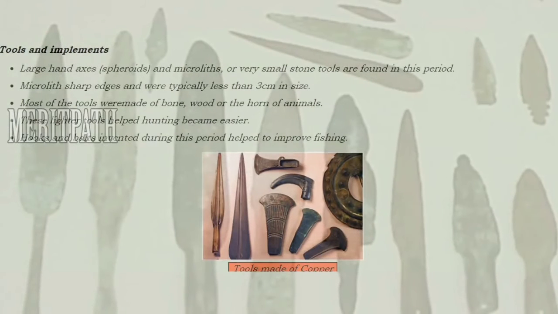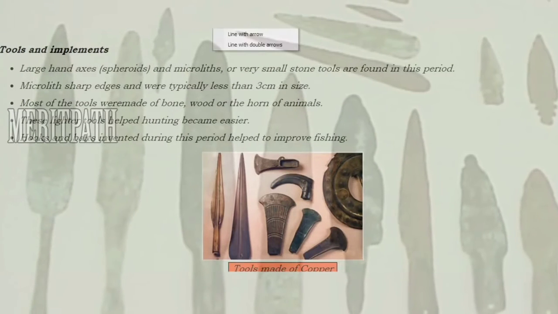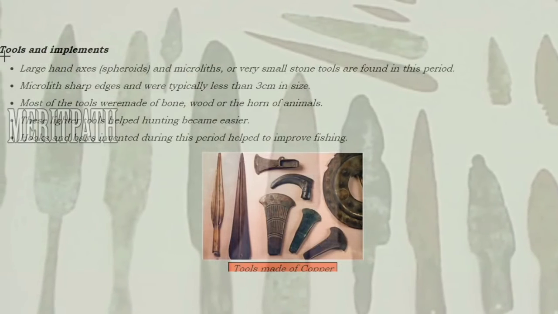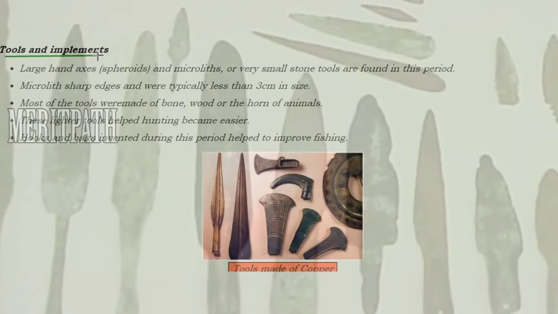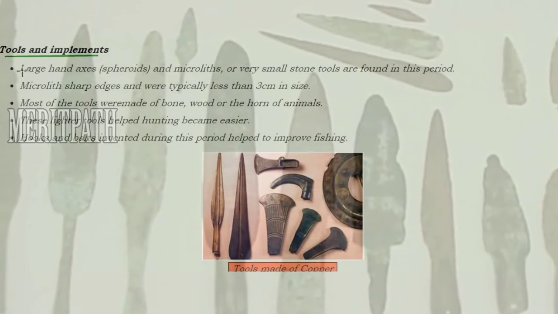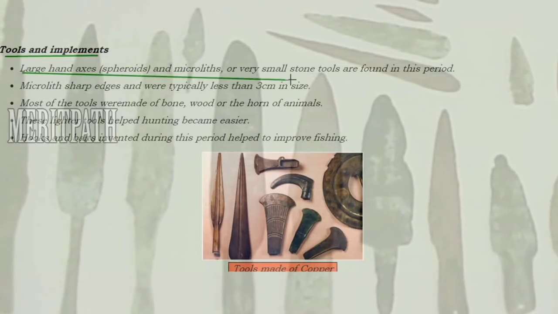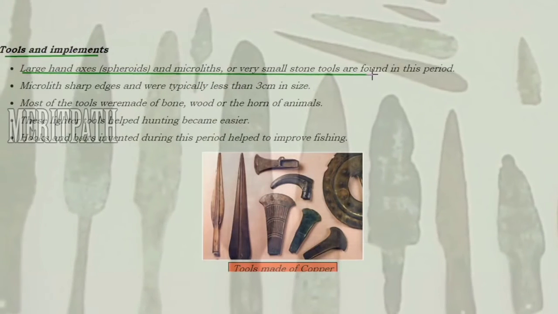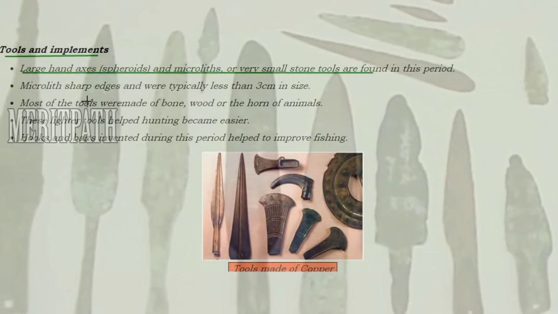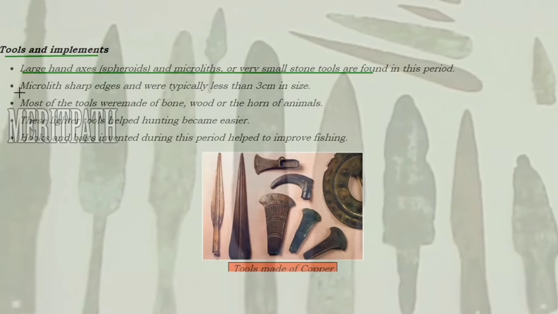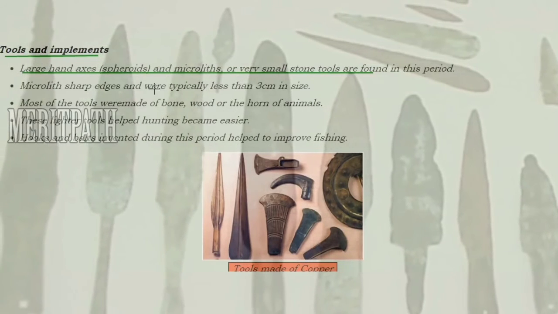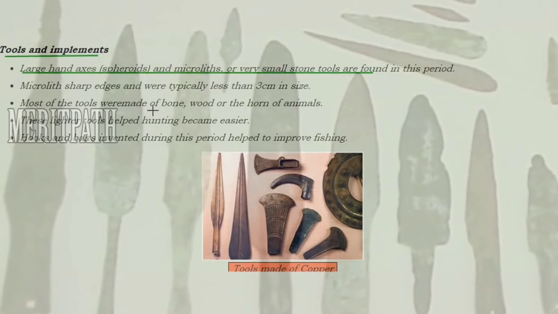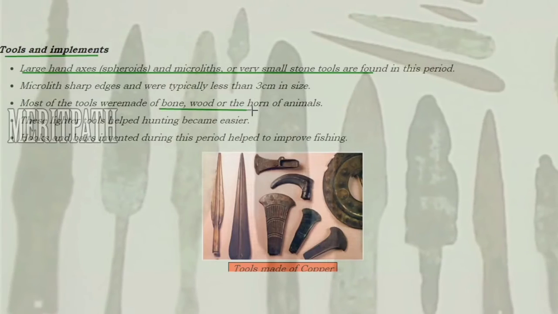How were the tools and implements during the Middle Stone Age? Large axes known as spheroids and microliths, very small stone tools, were also found. These microliths were only 3 centimeters in size, and the tools were made of bones, wood or horns of animals. These tools helped make hunting easier, and hooks and baits were also used.